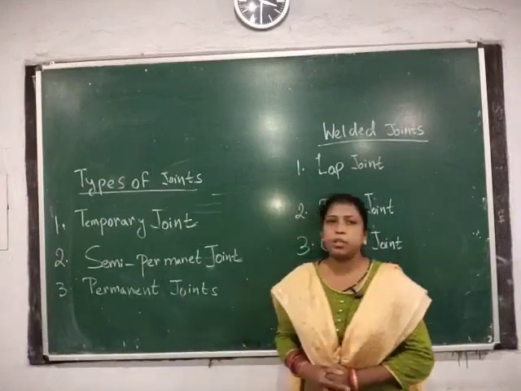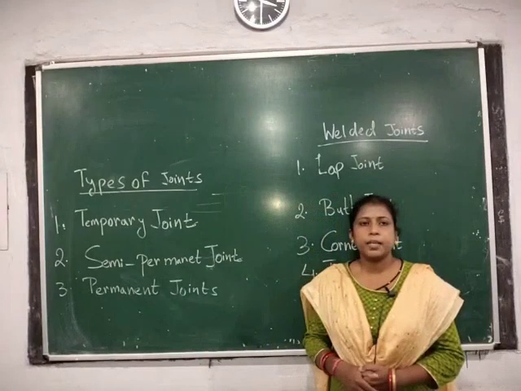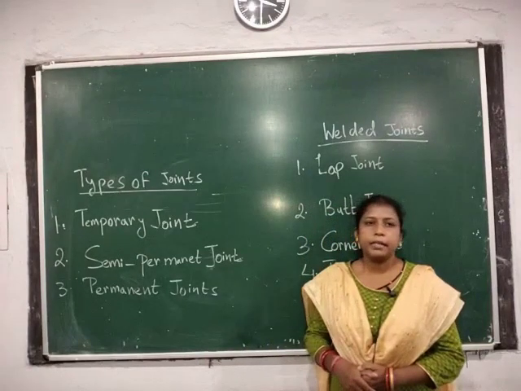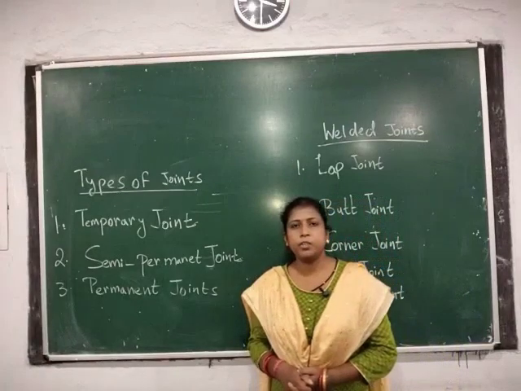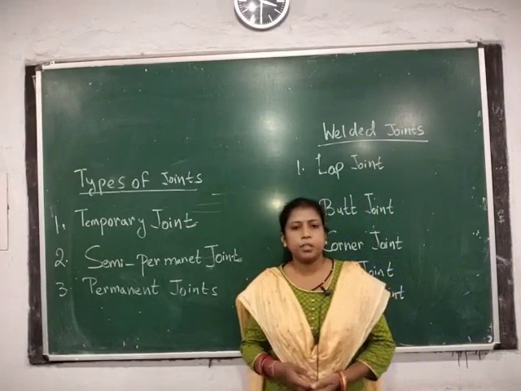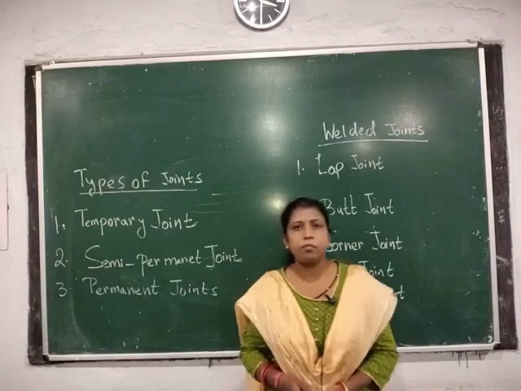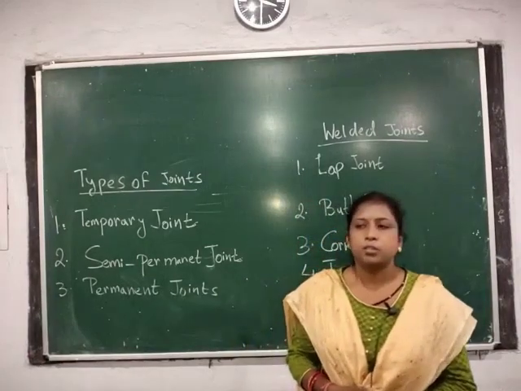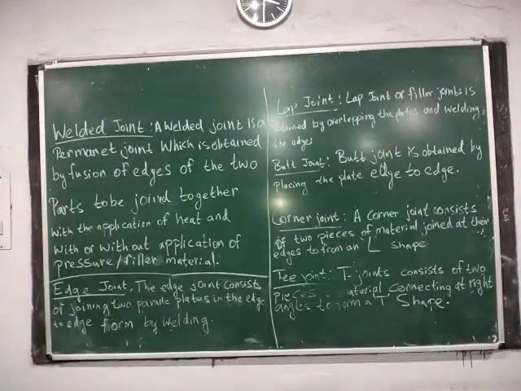Next is your permanent joint. What is a permanent joint? Permanent joint is nothing but a joint where the materials are joined permanently, and this can be done with the help of welding joint or welded joint. So in welding joint the two materials are joined by melting the material with the help of heat. Next we will go to welded joint.